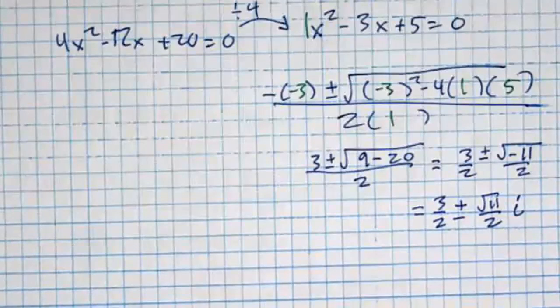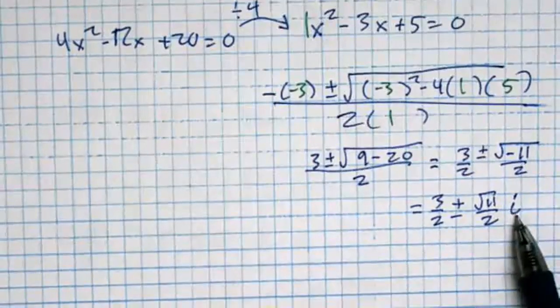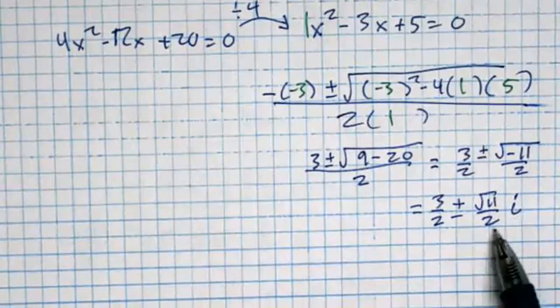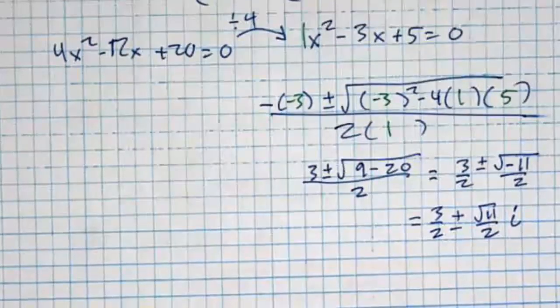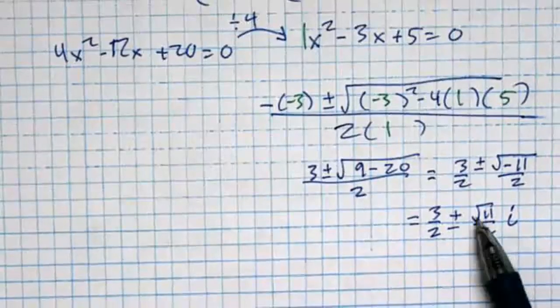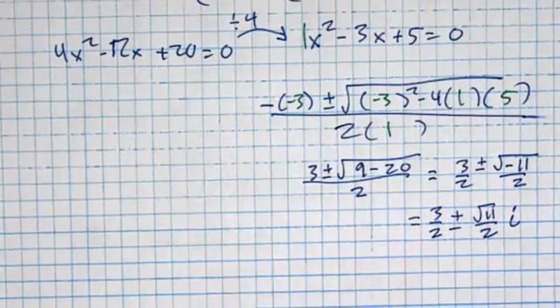Formulating these complex zeros, I want you to get in the habit of having the i part and then some kind of coefficients in front of it. So rather than including that i in the fraction with the radical 11 and the 2, pulling it off to the side.